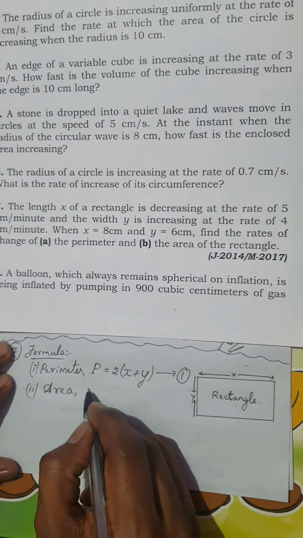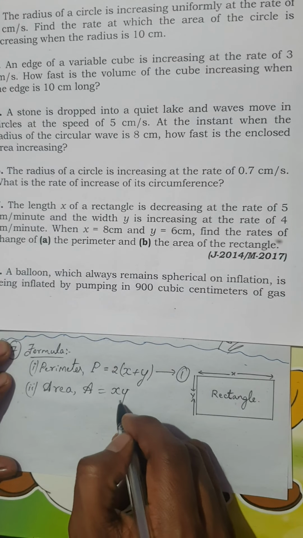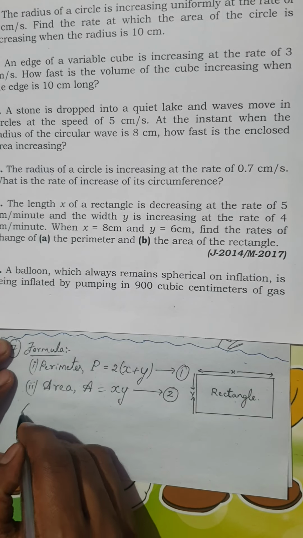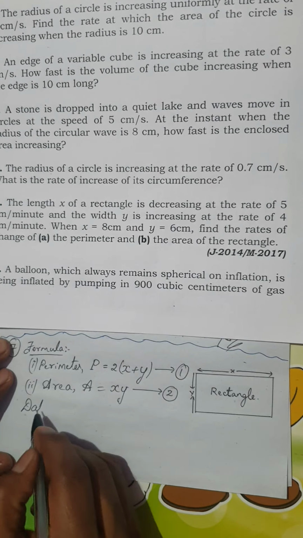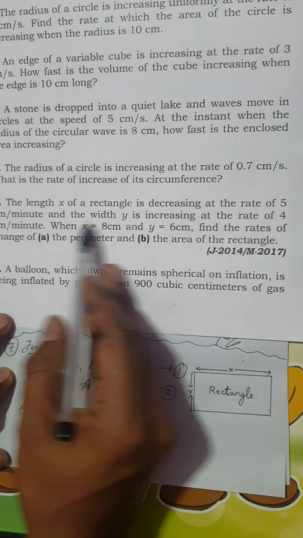Area of a rectangle A is nothing but, we know, x into y, that is length into breadth. Take it as equation 2. Next, take down the data given here.